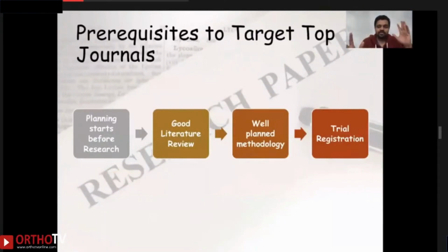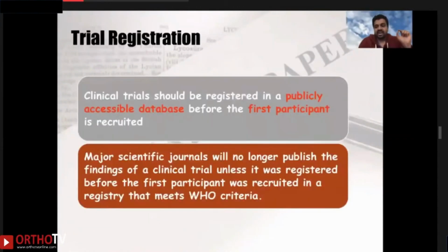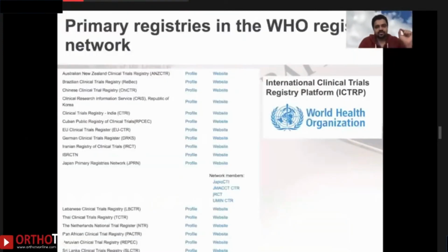Now, the last part. If you want to target the top journals, the real planning actually starts much before the research. You should have done a good literature review, and the methodology should be fine, but the most important thing is trial registration. Clinical trials should be registered in a publicly accessible database even before the first participant is recruited. Today, all the top journals won't accept your clinical trial if it is not registered. It's as simple as that. So please, trial registration is important if you want to target good journals.